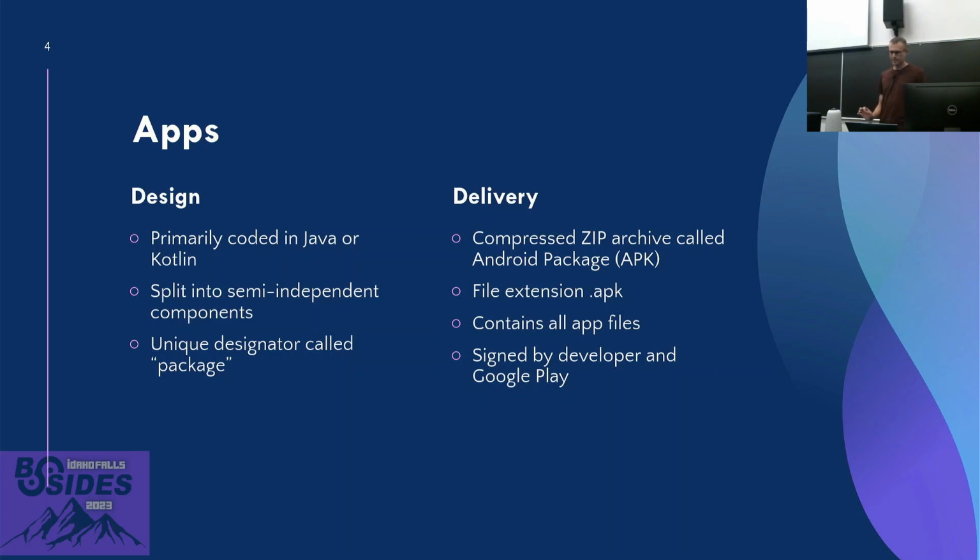APK files are signed by a developer's certificate, and they're also signed by Google when the application is uploaded to Google Play. And Google uses this to try and control malware to a certain extent. If you have an application that is found to be malicious, Google can revoke the developer's certificate so that the application is no longer trusted by Android devices with Google Play installed, and that can help prevent the application from propagating.